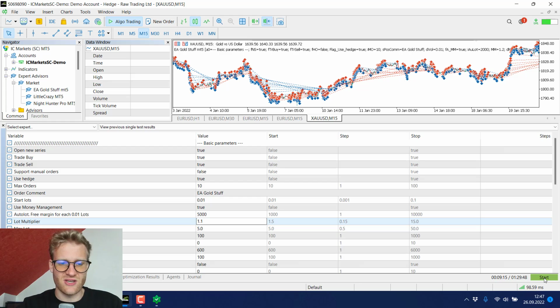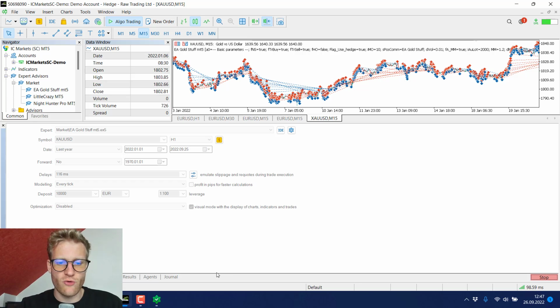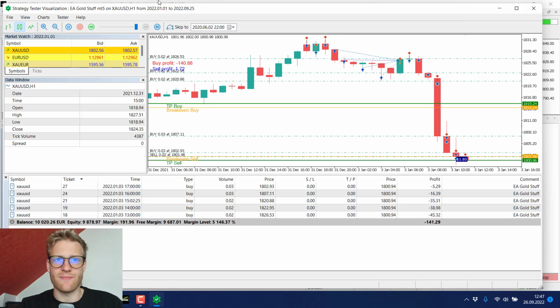This is what I did here. So if I start the program again, I can also change the time frame. This will also decrease the risk if I go to a higher time frame, because this program, as I told you before, only opens one trade at maximum per bar.